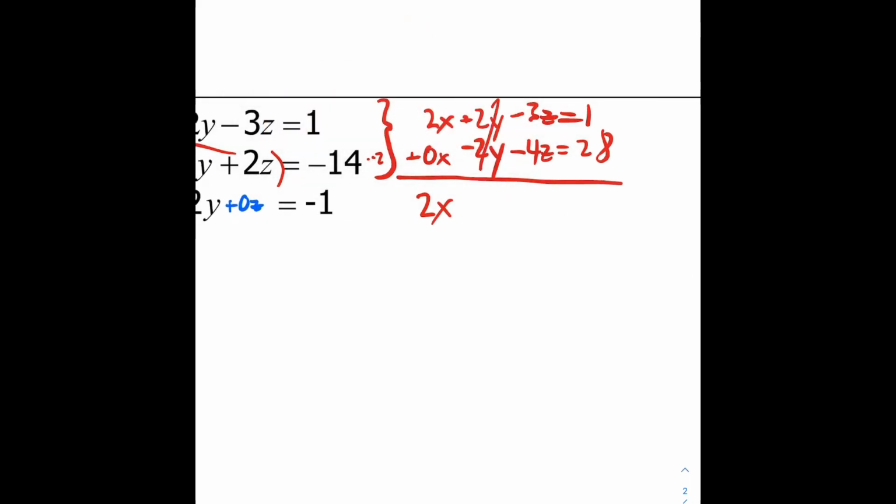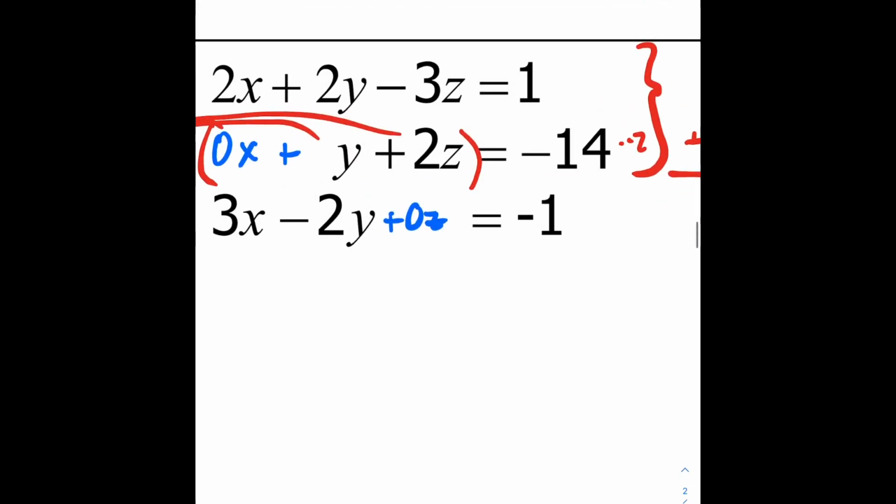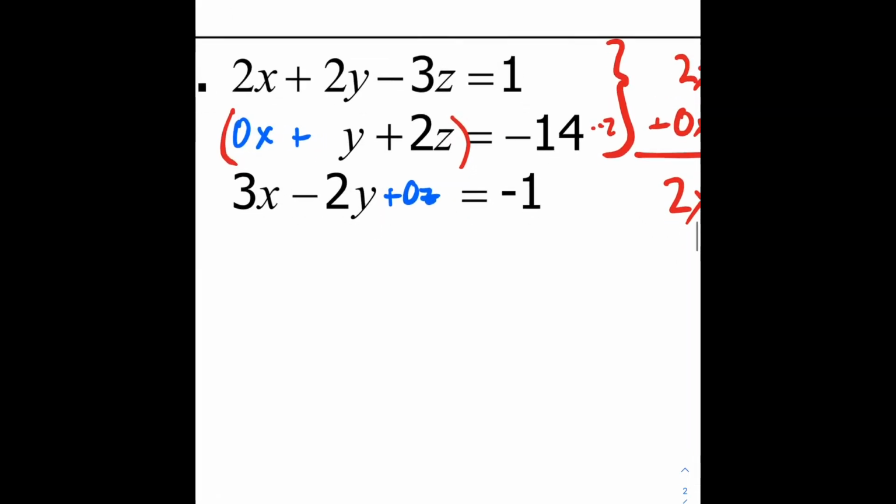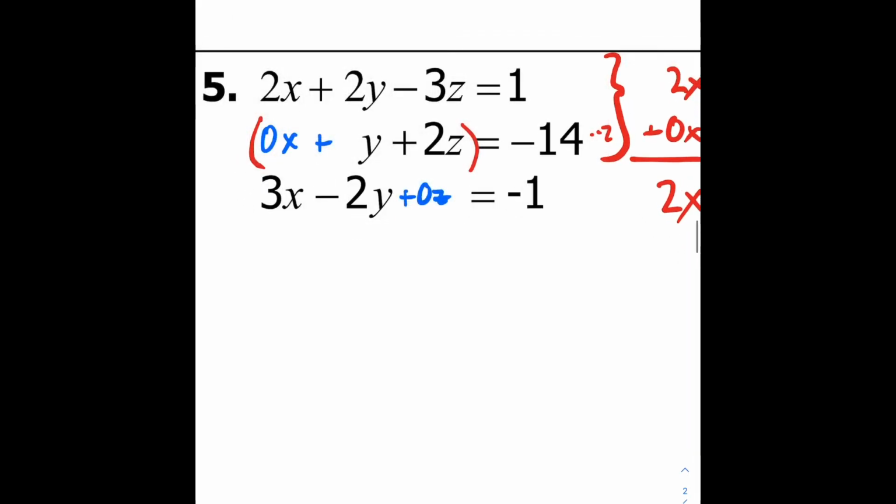There's tons of room to make mistakes, it's just an absurd number of chances. When I erased all this, I changed this plus sign to a minus. That's going to throw me off. There's just so much room to make mistakes here, guys. Be careful. So I have 0x plus y plus 2z equals, let me erase these.